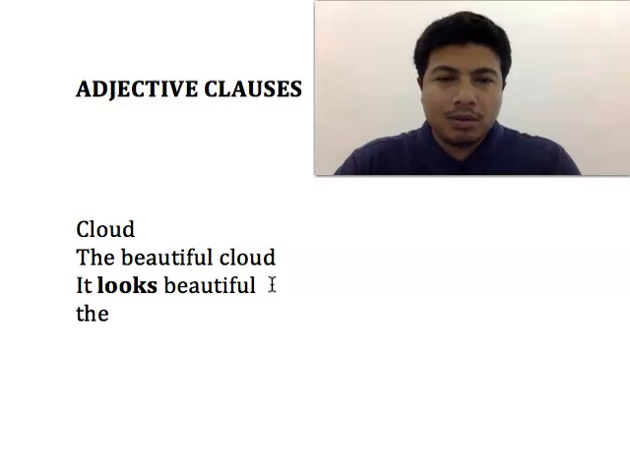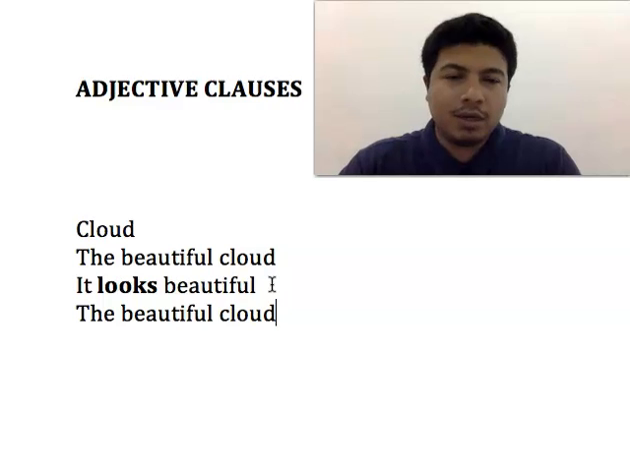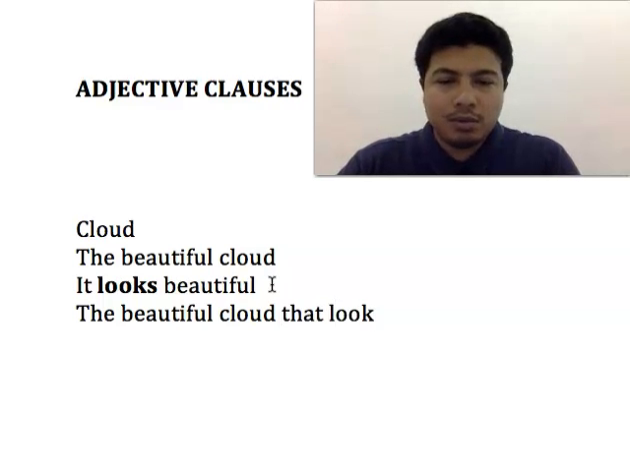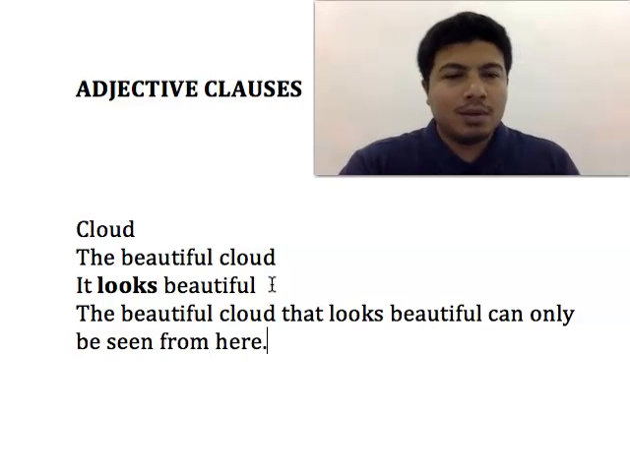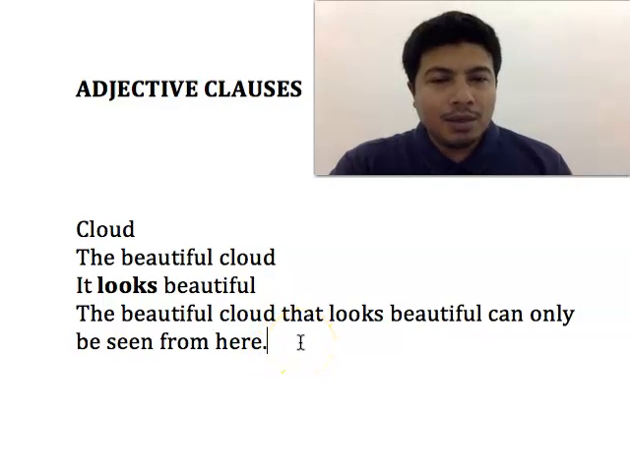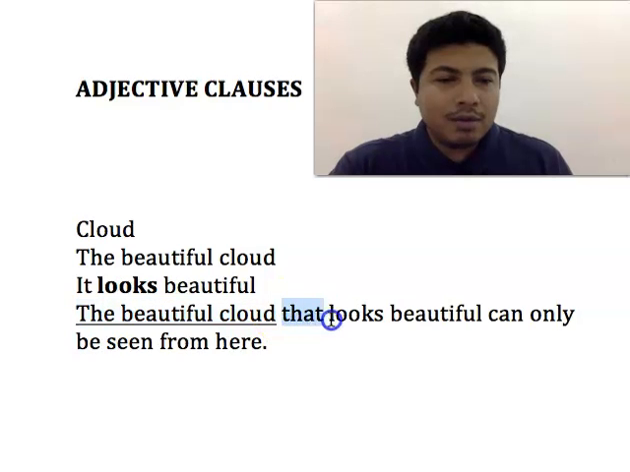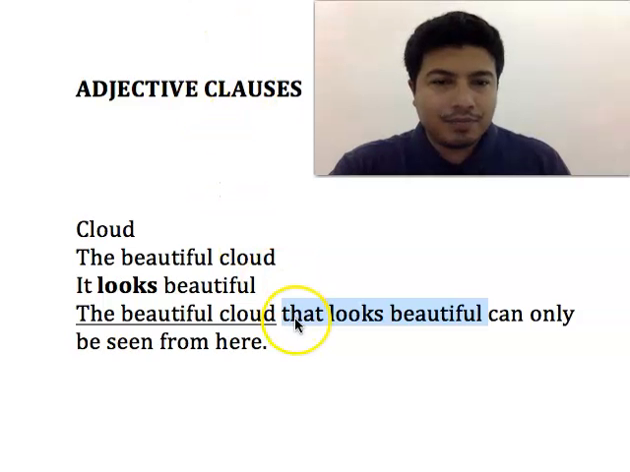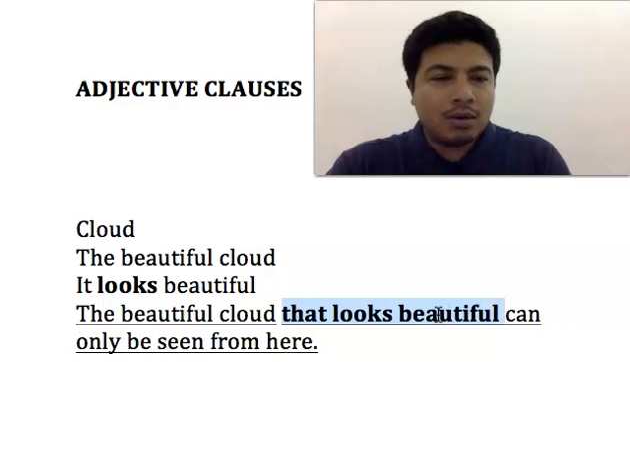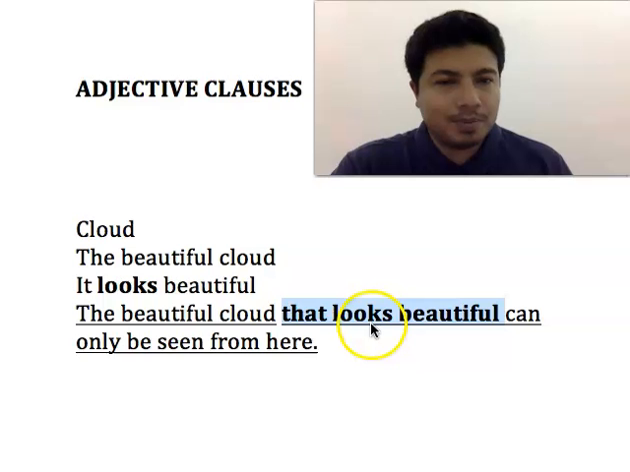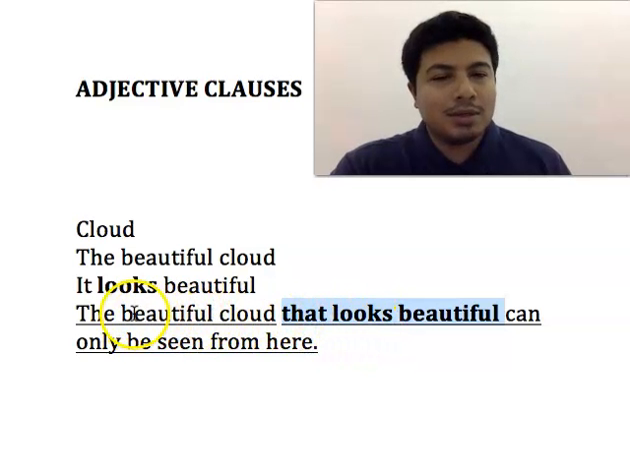For example, the beautiful cloud that looks beautiful can only be seen from here. So here you have a complete sentence. You have the first part of the sentence, and then you have the second part of the sentence. This is what we call a clause, because it has a verb. This is not a clause because it does not have a verb.